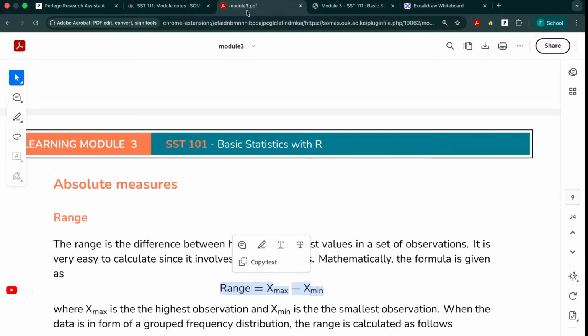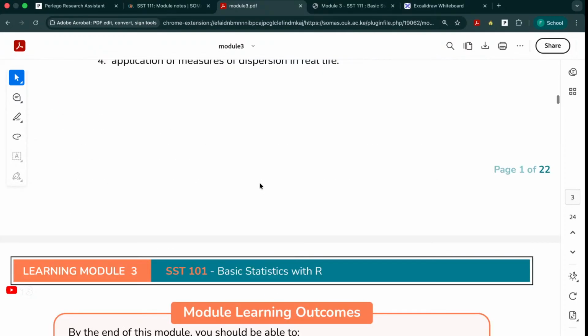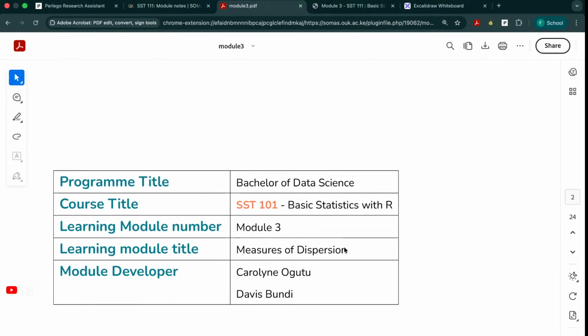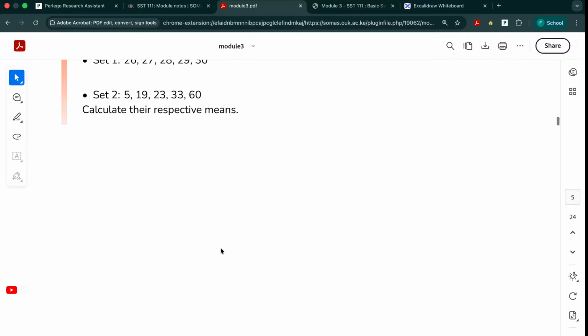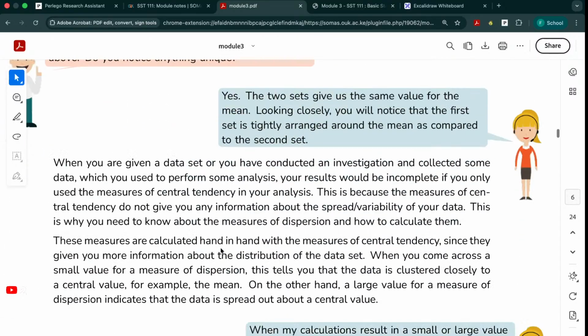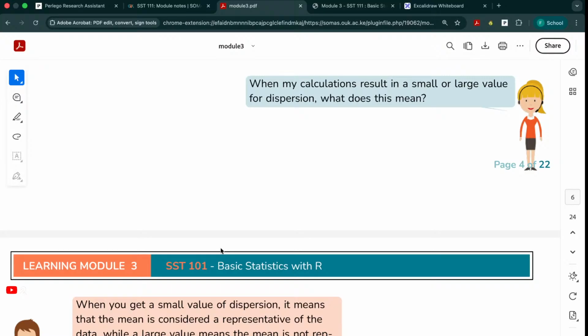But the topic we are doing today is measures of dispersion. Range is simple; it does not contain a lot of math. If you know how to subtract, you'll be able to do the range. We will have range, mean deviation, variance, and standard deviation. Then we do coefficient of range and coefficient of variation.